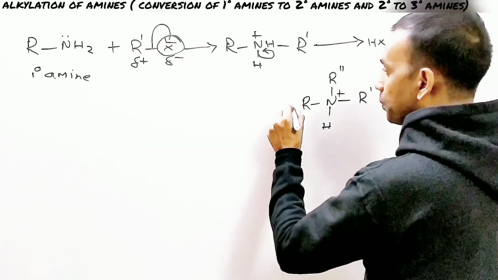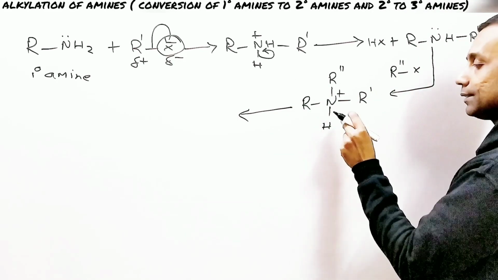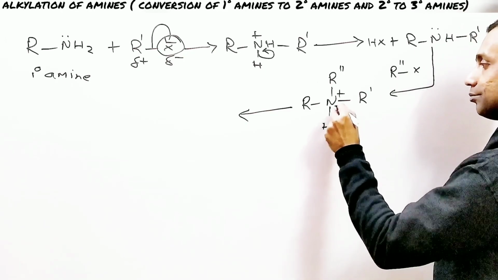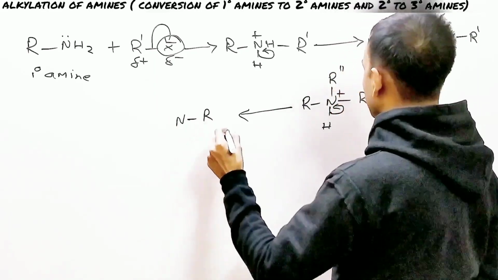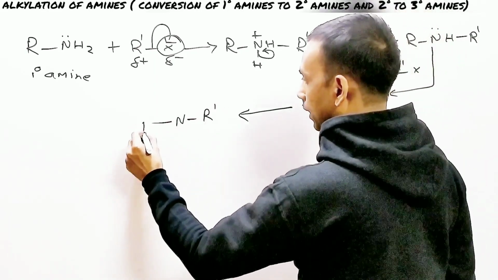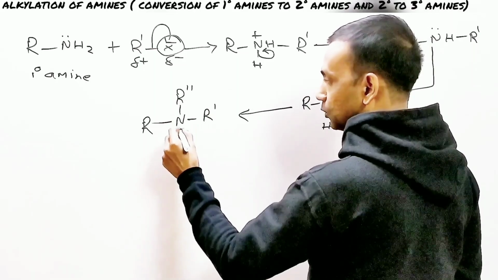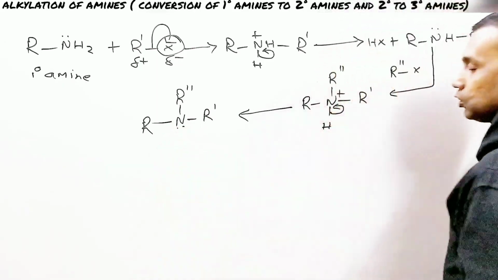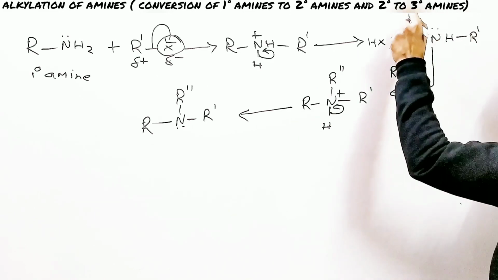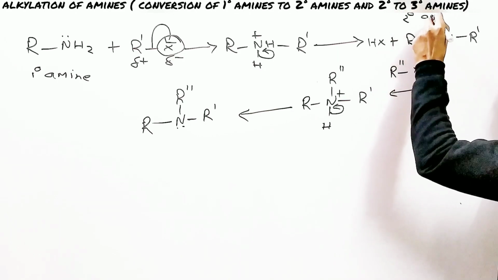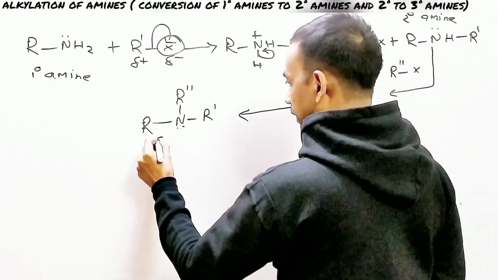Now what will happen again? Just pay attention. Again, nitrogen is in an electron deficient condition, so this will sacrifice this hydrogen, and this will become a tertiary amine. So what you get here is your tertiary amine like this one. So you have R over here, and you have another R over there, and it has a lone pair also. So what you obtained earlier was a 2 degree amine. This is your 2 degree amine. But in the next step, you obtained your 3 degree amine.